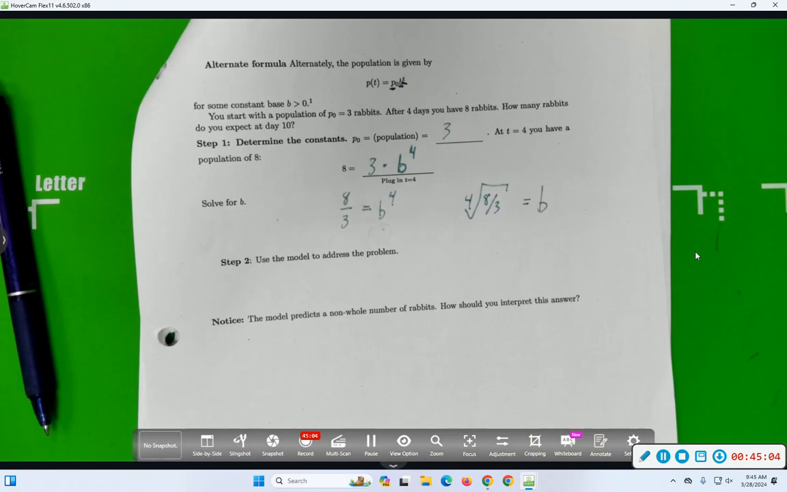And notice, usually you'd be worried about this plus or minus issue, but that b is the base of an exponent. Are negatives allowed to be bases of exponents? No, so that base has to be positive. So the negative choice is not relevant to this problem. All right, now we know what b is.